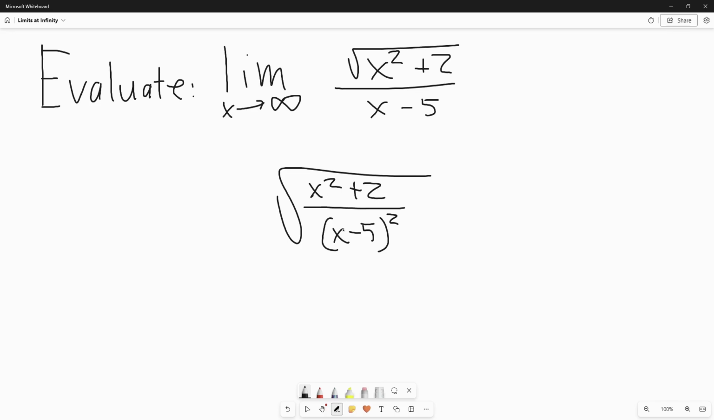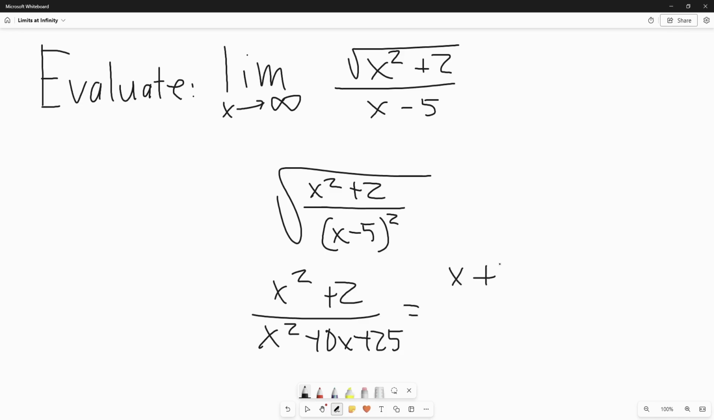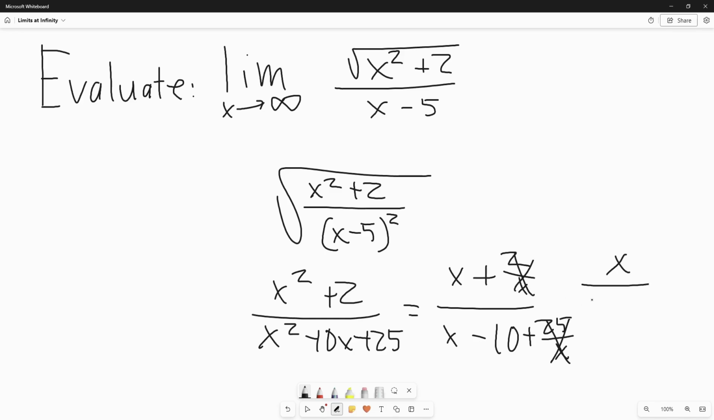And so (x squared plus 2) all over (x minus 5) squared, we can just expand this (x minus 5) squared into (x squared plus 2) all over (x squared minus 10x plus 25). And now we can do our method of dividing both sides by x. So we get (x plus 2 over x) all over (x minus 10 plus 25 over x). These become 0, and we're left with x over (x minus 10).